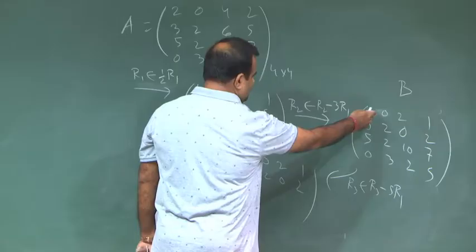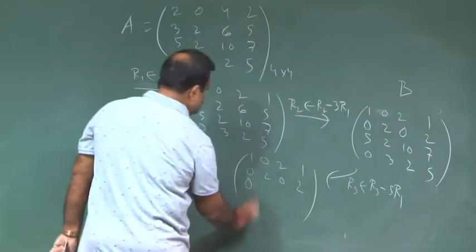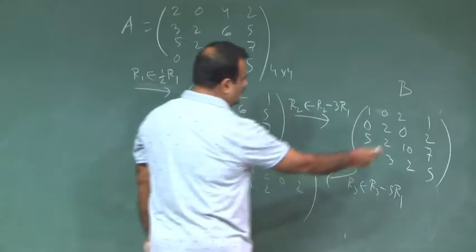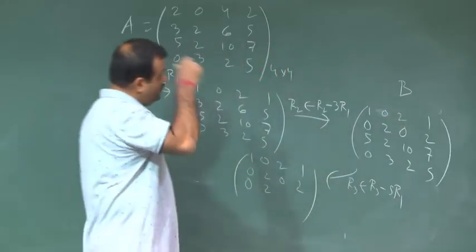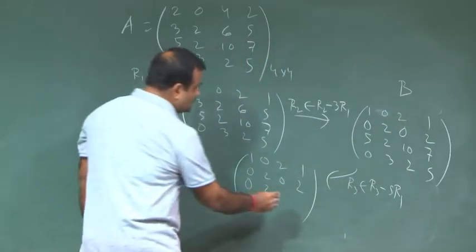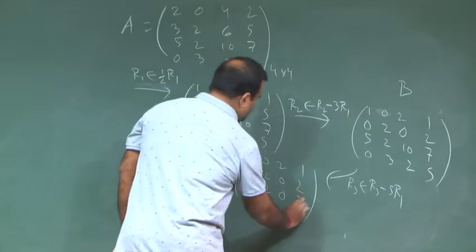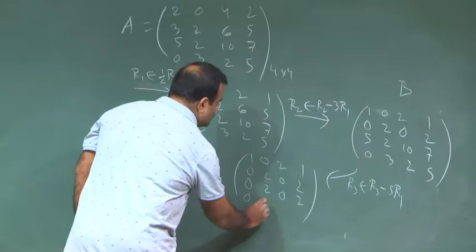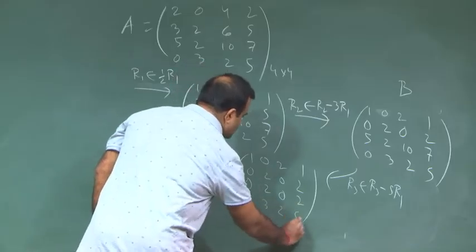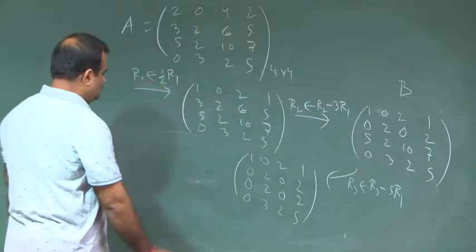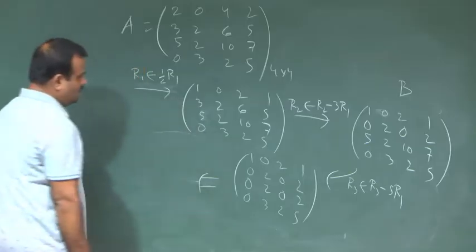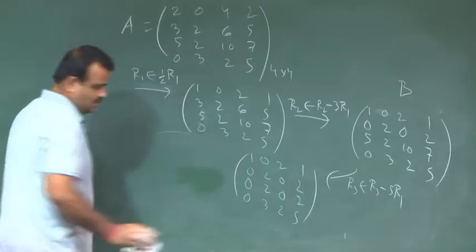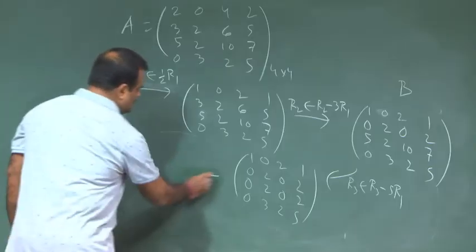So, we take the 5, then this becomes 0, and then we take this 2 and multiply it by 5. So, this is again 0, and 5 with this is again 2. Good. So, now this will remain unchanged. So, again we apply another row operation on this.